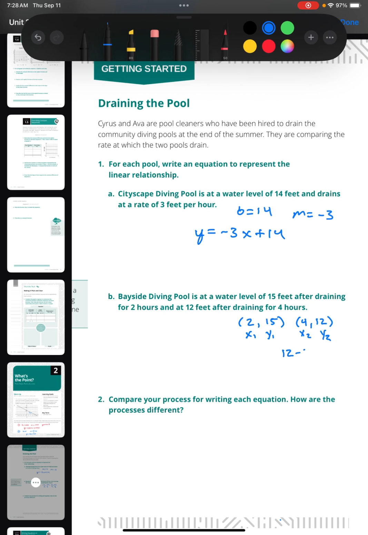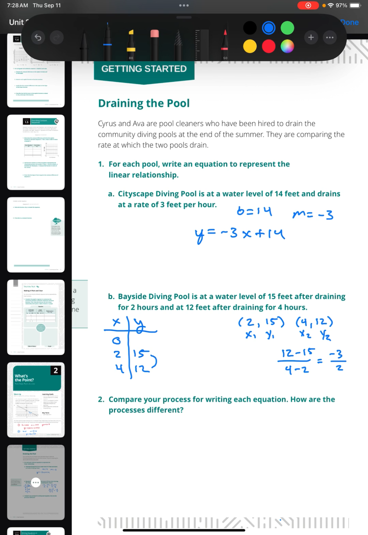y2 minus y1 over x2 minus x1. And that gives us negative 3 over 2 for our slope. Now, keeping that in mind, we've got to work backwards. If we made a little table here to find our y-intercept, we've got to go find for our y-intercept where x is 0. So we know where x is 2, we know where x is 4, and plugging in those y values, we can see the pattern here.